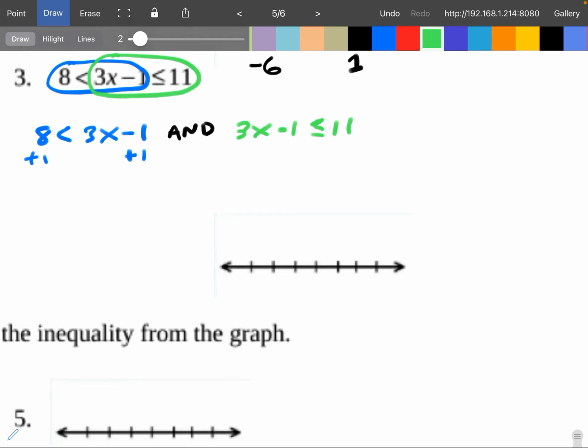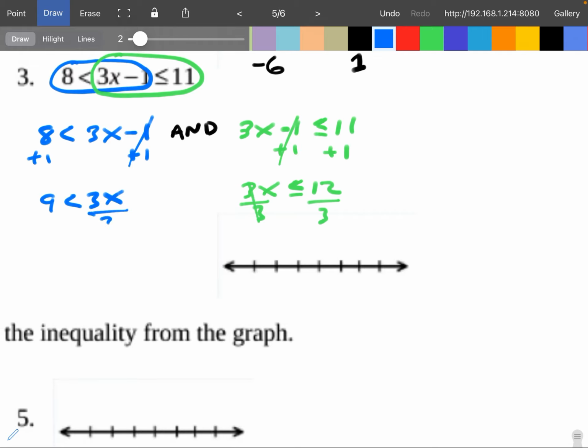All right, we're trying to get this x by itself. So how do I get rid of that 3 and that minus 1? Add 1. Yeah, add 1 on both sides. So we're going to add 1 here and add 1 there. It has the same steps on this one over here. You still got to add 1 there and add 1 there, right? These cancel out. So now in the blue, I got 9 is less than 3x. And in the green, I've got 3x is less than or equal to 12.